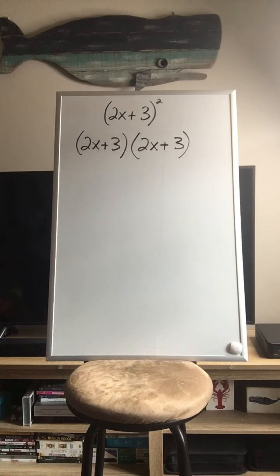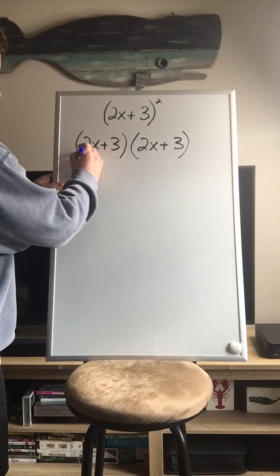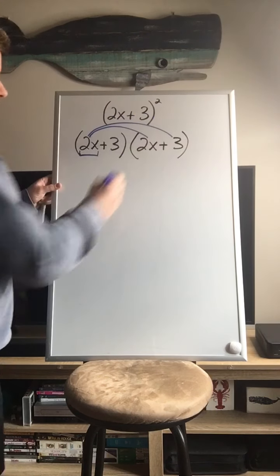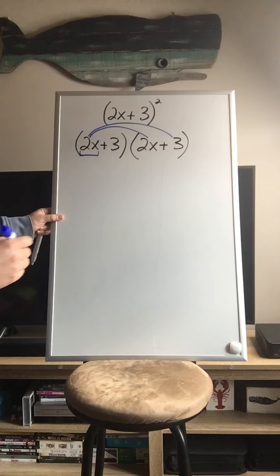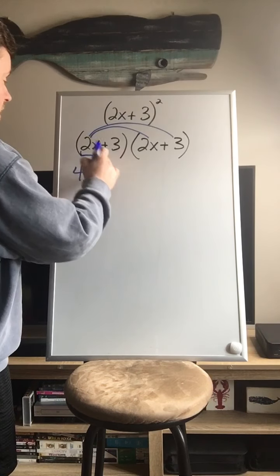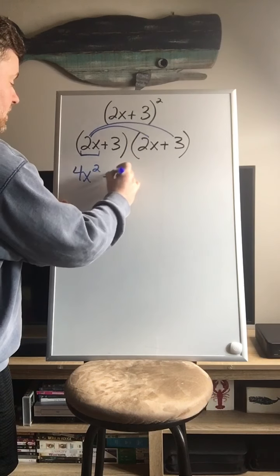In order to do this, like we talked about yesterday, we need to use the distributive property. So you're going to take the 2x right here, and you're going to multiply it by 2x, and you're going to multiply it by 3. So 2x times 2x is 4x squared, and 2x times 3 is 6x.